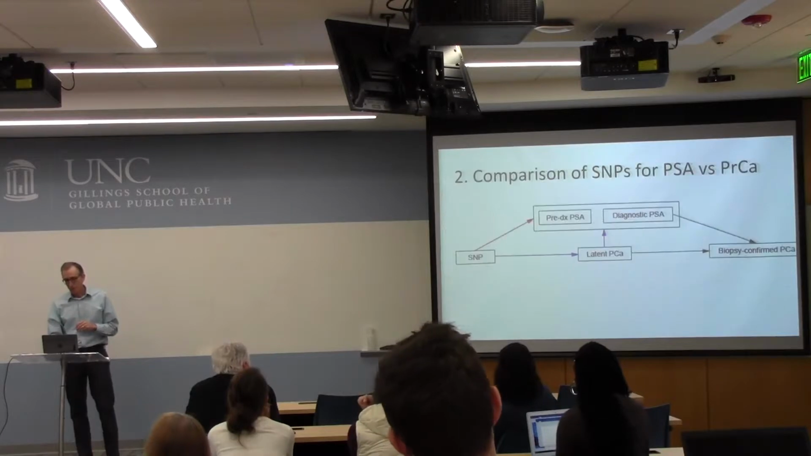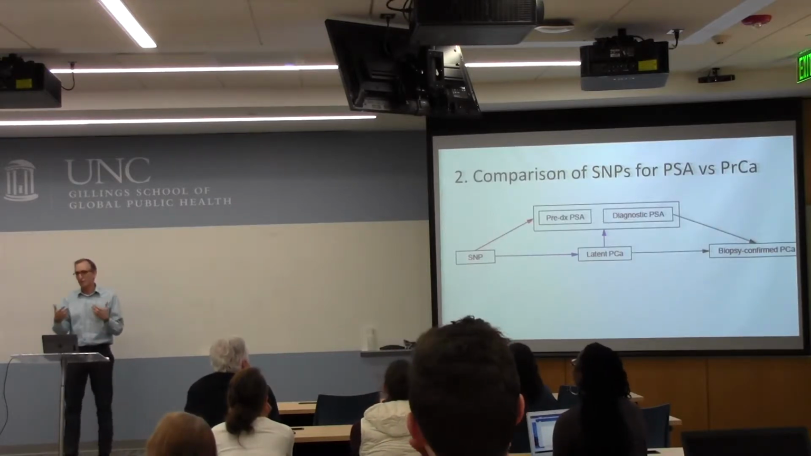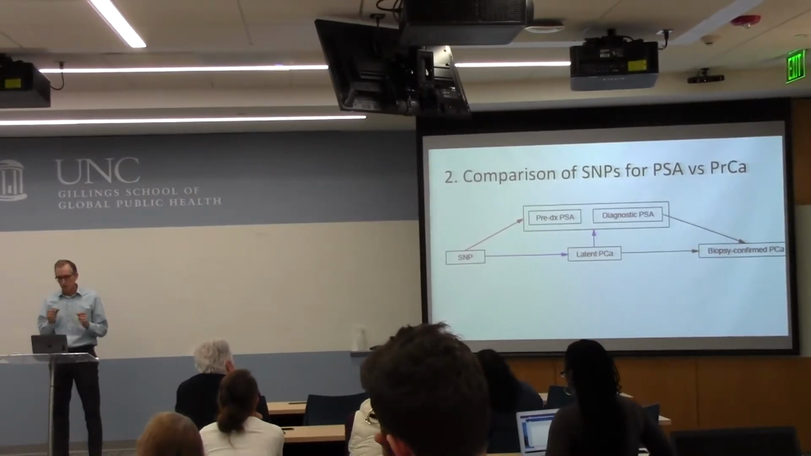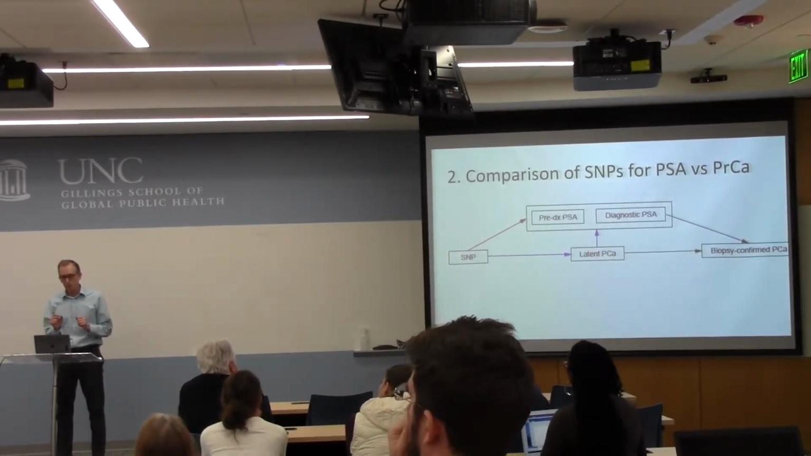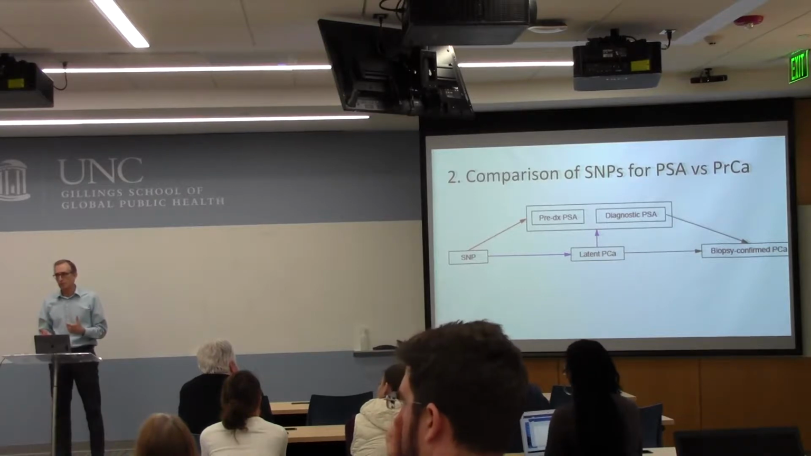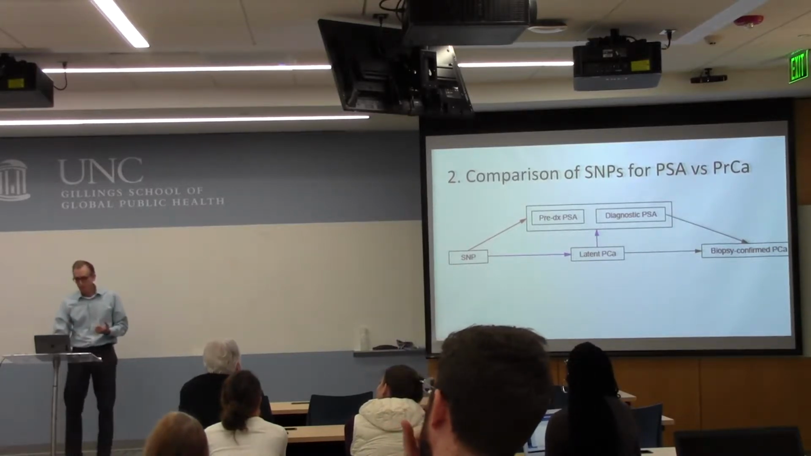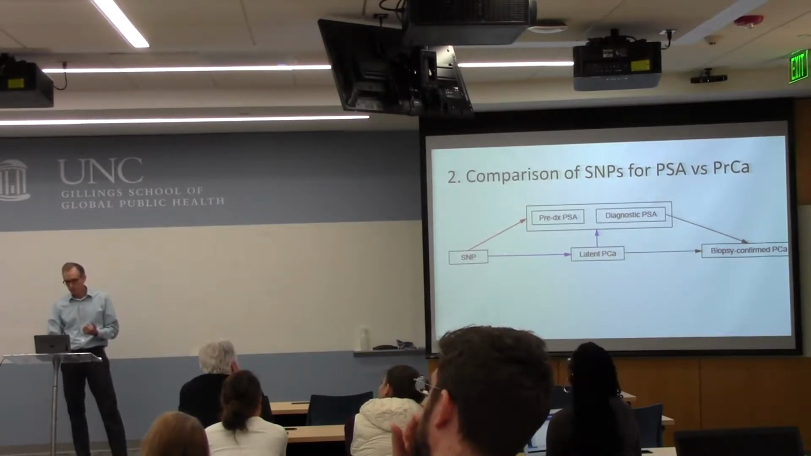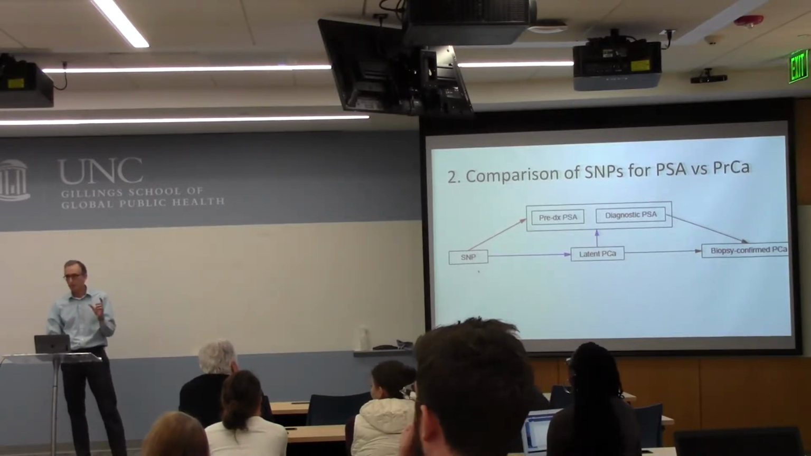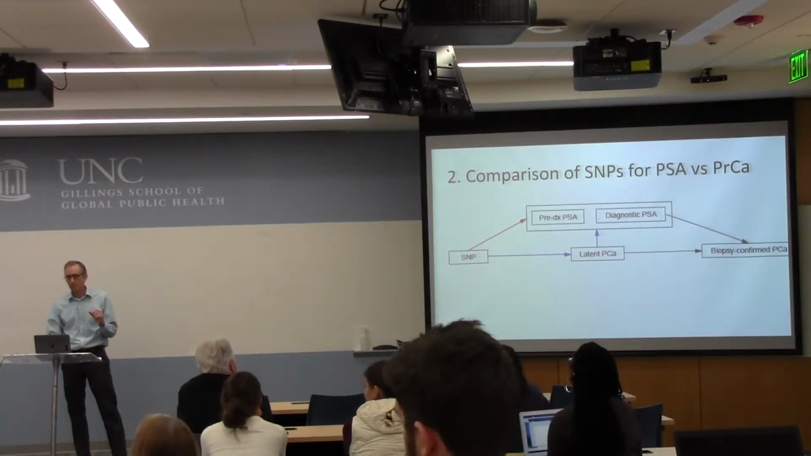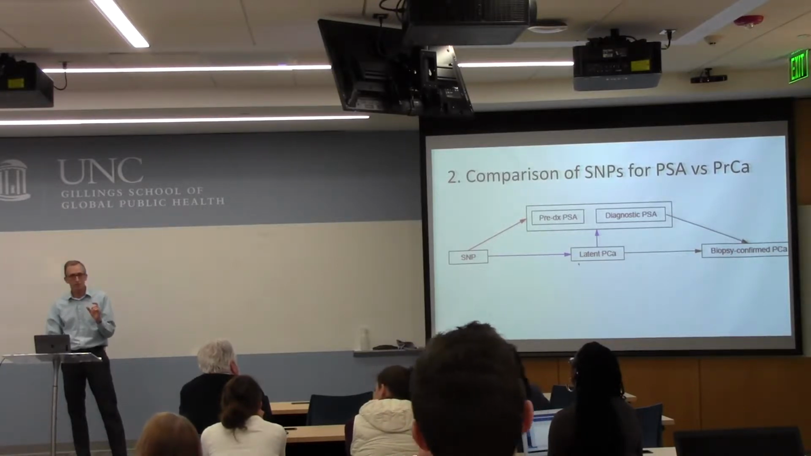So the second thing we want to do is get into what I was hinting about with the KLK3 PSA gene. And that is trying to separate out whether or not it's associated with PSA levels or with prostate cancer. So this little DAG will hopefully help you understand how complicated it is. If we could have a single nucleotide polymorphism in a gene or a gene region, well, that could be associated with PSA levels, or it could be associated with prostate cancer, with latent prostate cancer.